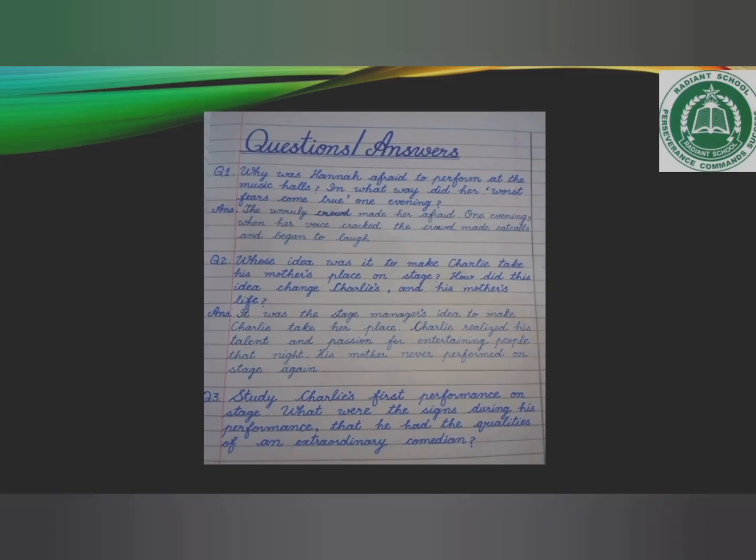Study Charlie's first performance on stage. We will write with a round tip marker. Don't forget. Study Charlie's first performance on stage. What were the signs during his performance that he had the qualities of an extraordinary comedian?